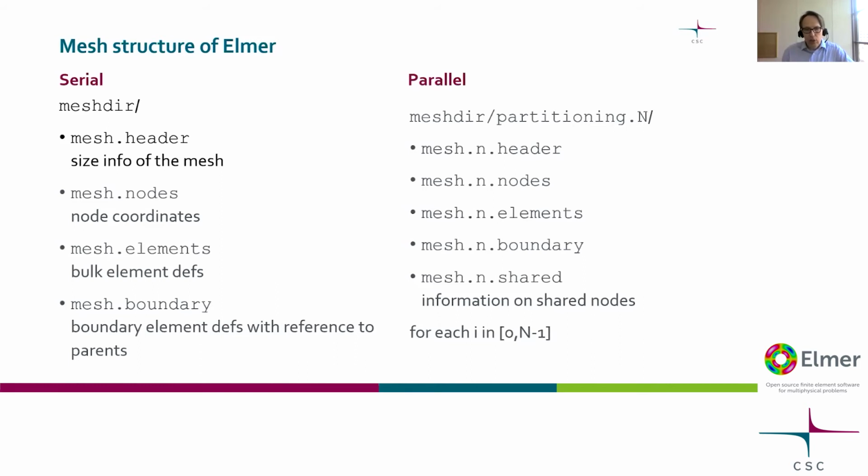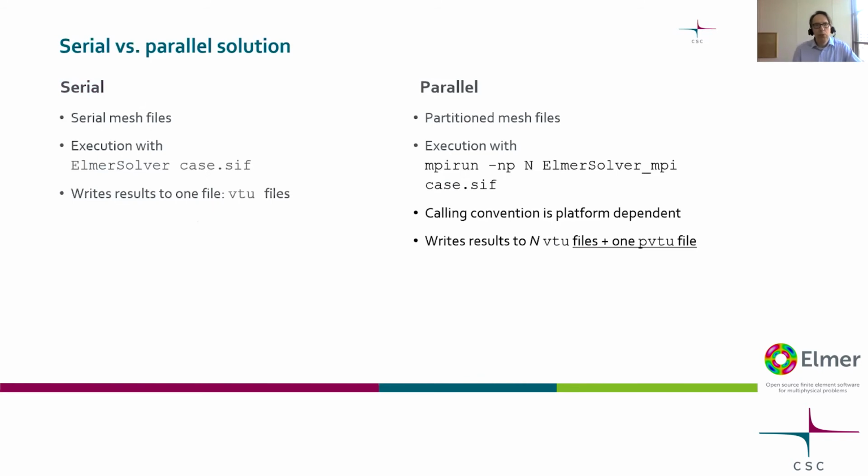So if you have this master-slave type of problem, then running thousands of cores would probably exhaust the resources on the first partition. But if you use this internal partitioning, then this parallel mesh structure does not, of course, exist. And then running the case in serial, we run like this, and in parallel, we have an environment-specific way to run the parallel jobs. And then the results, we typically use VTU files because they are really nice.